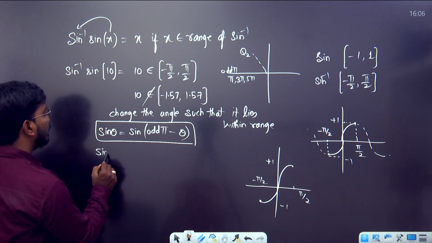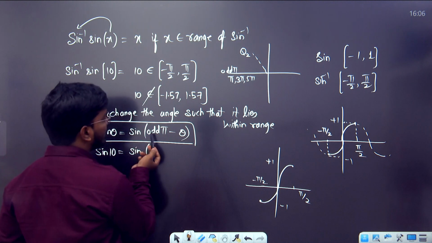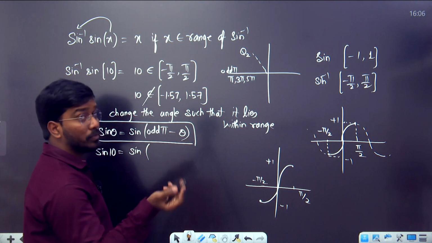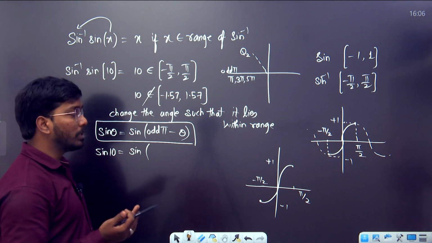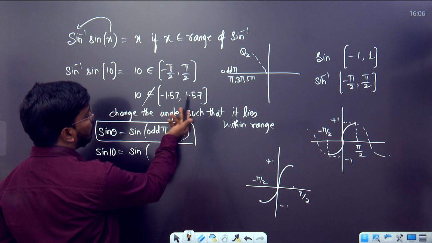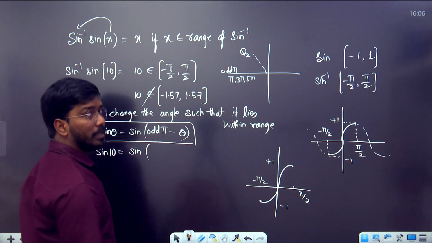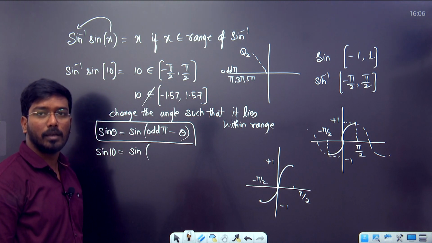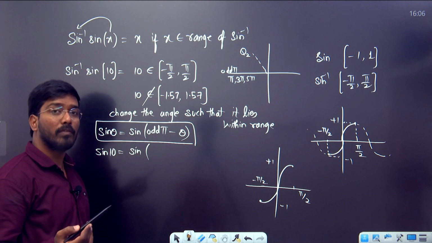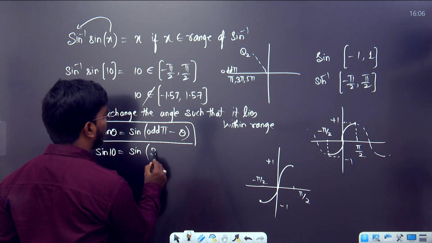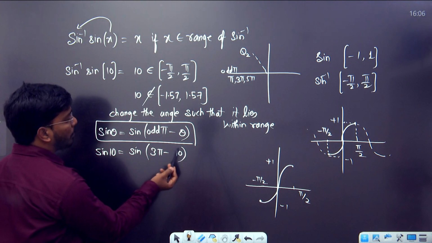So sine 10 can be written as sine of, I need to use such a value in the odd pi: 1, 3, 5, 7, which one do we need to use, sir? Multiply such that if you subtract the value from theta, you get the answer between minus 1.57 and plus 1.57. If I take only 1 pi minus 10, you are not getting the answer. 3 pi minus 10, that is 3 times pi. Pi value is 3.14, so 3 into 3.14. That's why I am going to write here 3 pi minus 10. So sine 10 can be written as sine of 3 pi minus 10.